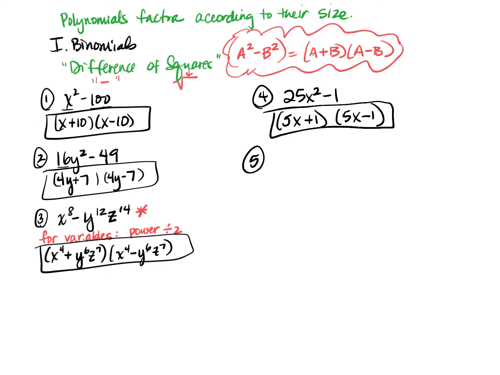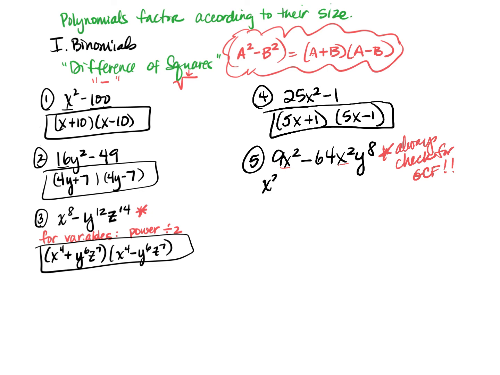Let's look at number 5. 9x squared minus 64x squared y to the 8th. Now this one's different because I can do a GCF first, and you always want to do GCF first. Remember? Always check for a greatest common factor. This one, I can take an x squared out of both terms. So let's do that first because it always makes life easier on us if we do.